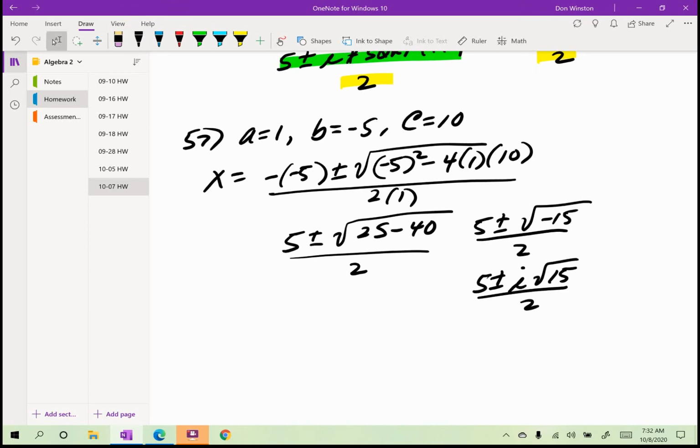So again, you'd have two things to enter. You'd have the numerator to enter, so that would be 5 plus or minus i times square root of 15. So that would be one thing you'd enter, and then the other thing you would enter is 2. And again, you have to enter 2 because you can't provide a fraction in your response on Schoology for your assessment. All right, so that's the way you would enter that.